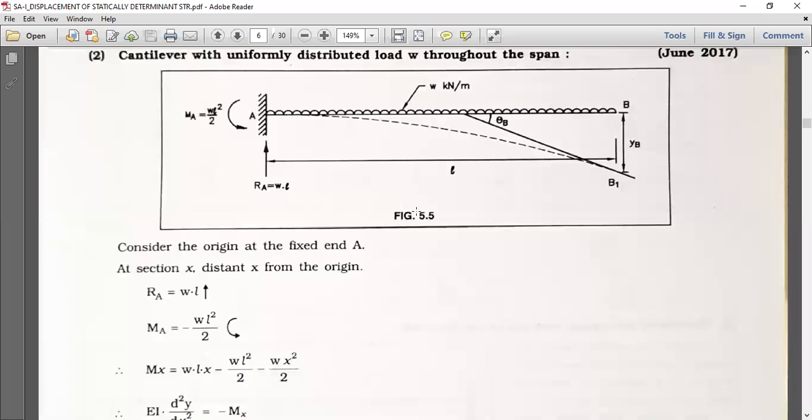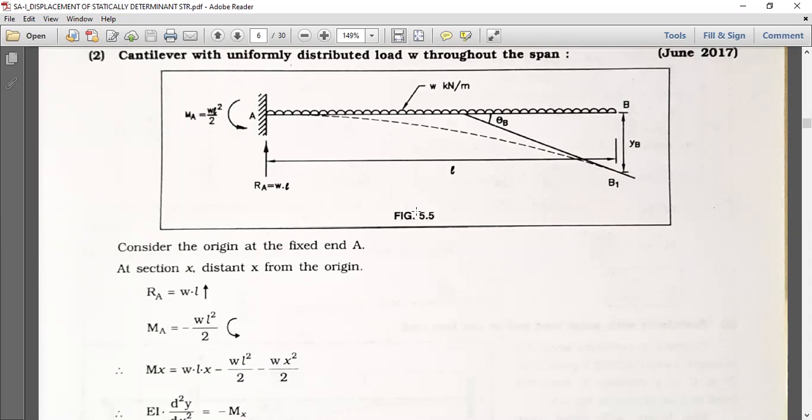Now take a cantilever beam with uniformly distributed load throughout the span. Take a beam AB of length L, with load distributed over the full length, W kilonewton per meter. Now consider the origin at the fixed end A, and a section at distance X from the origin.